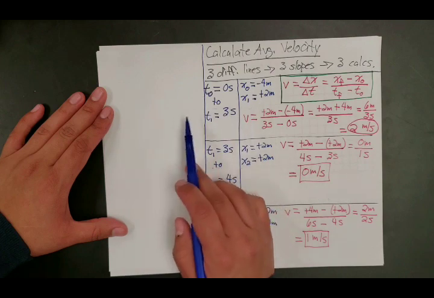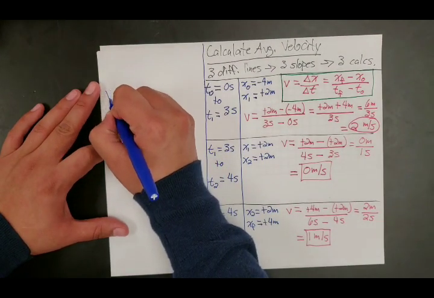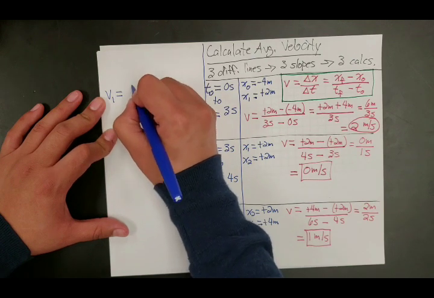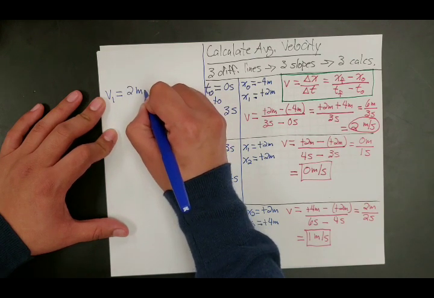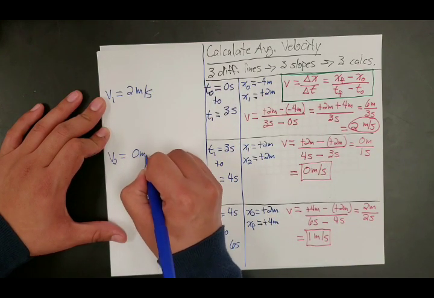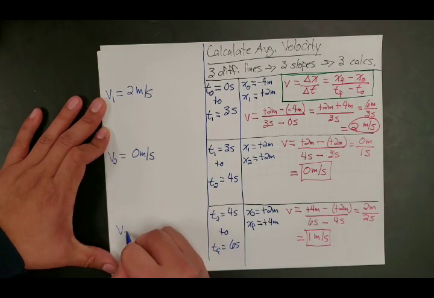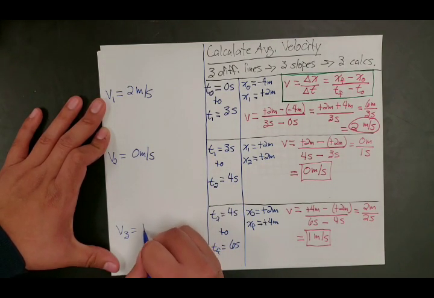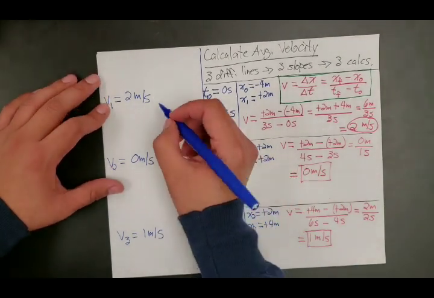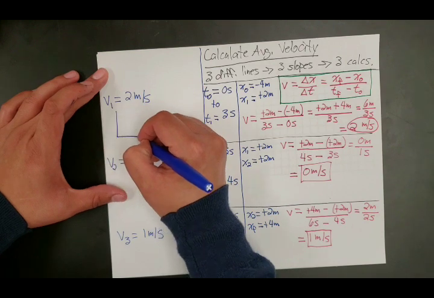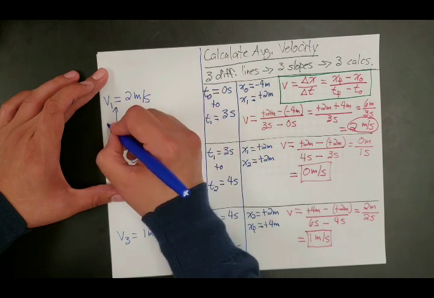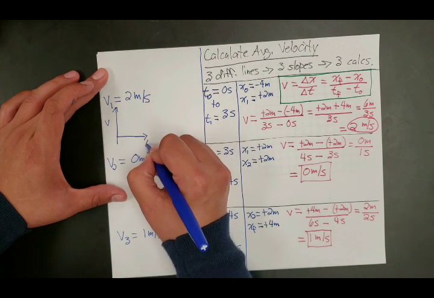So each of these average velocities that we just calculated, I'm going to label as V1, V2, V3, etc. So V1 is equal to 2 meters per second. V2 is equal to 0 meters per second. V3 is equal to 1 meter per second. So remember that we're going to have some graphs that look something like this, right? We might have some numbers down here in the negative. This is going to be velocity, and then this is time.